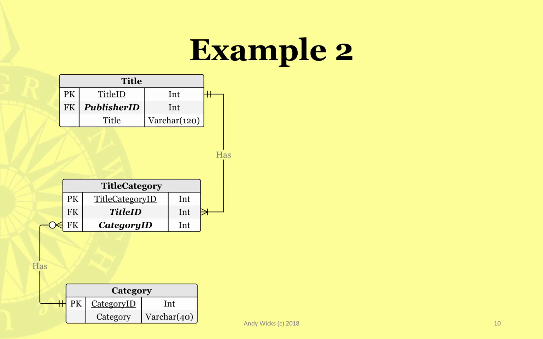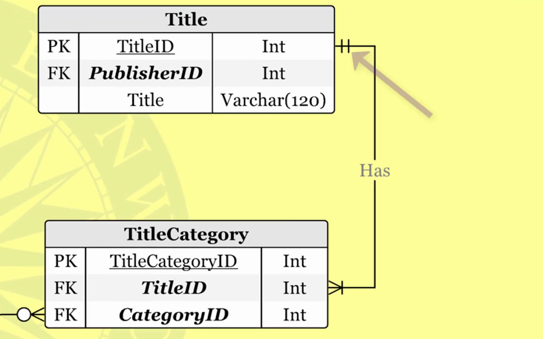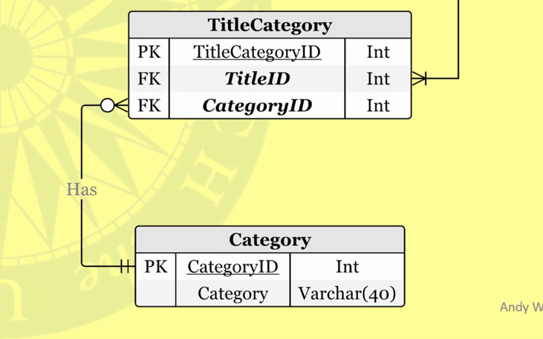Here we have title and category. Title to title category has to exist. There must be a title, and there must be a category for that title. So at either end, there is a minimum of 1 for that has relationship. However, for category and title category, it's not necessary for category to have titles. There may be some categories that we've got that don't have titles on our shelves. We may not stock history books, for example. So that could be 0.